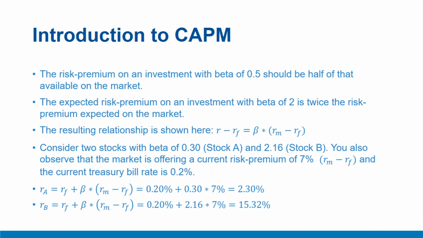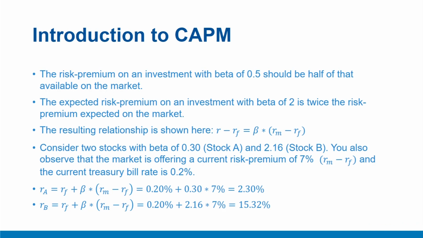For example, the risk premium on an investment with a beta of 0.5 should be half of that available on the market. Similarly, the expected risk premium on an investment with a beta of 2 is twice the risk premium expected on the market. This relationship can be described easily as shown here. Expected risk premium on the stock equals beta times the expected risk premium on the market, or more formally, R minus RF equals beta times RM minus RF.